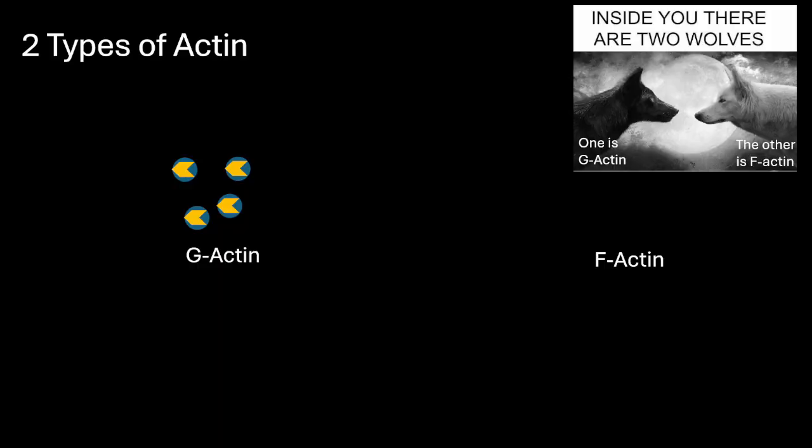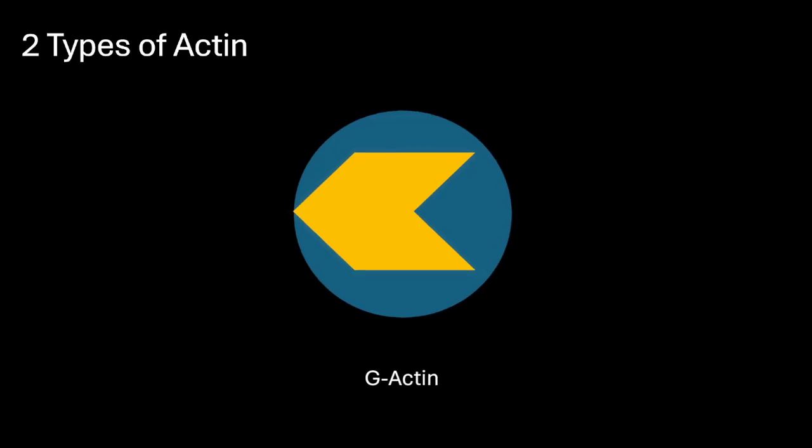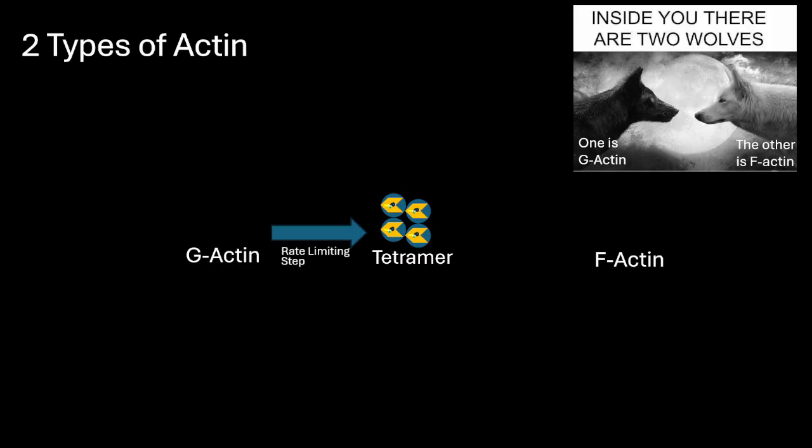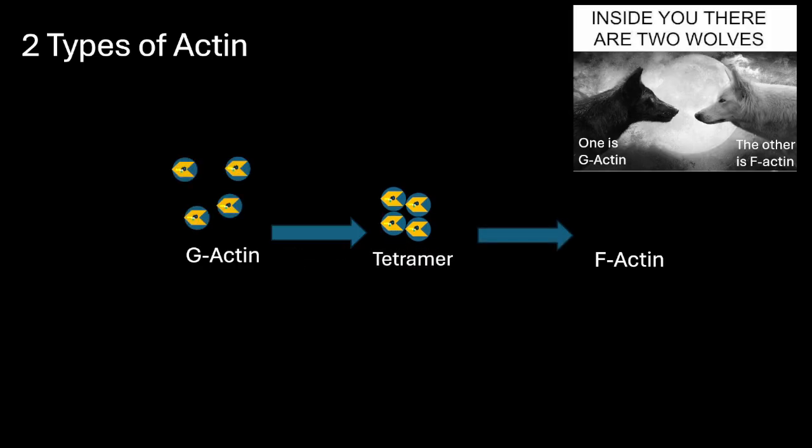Right, but there's actually more than one type of actin. Inside you, there are two forms of actin, F-actin and G-actin. The G in G-actin stands for globular, and the F stands for filamentous. The G-actin forms in groups of four called tetramers, and these tetramers then make long chains or filaments called F-actin.